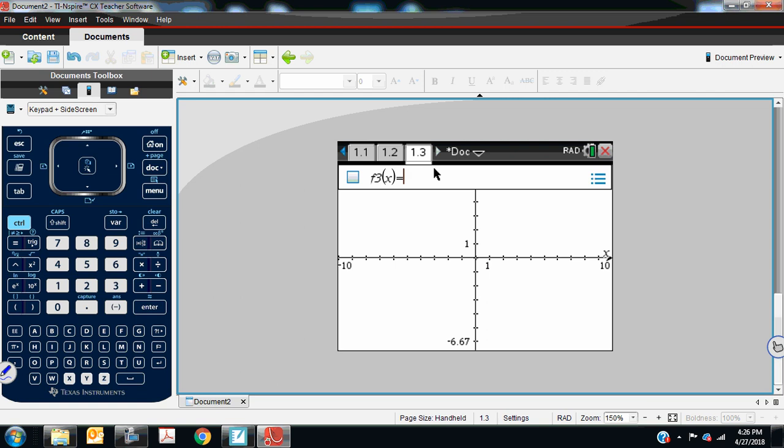And before I do anything, I need to make sure the graphing angle is in radians. Now, the calculator's mode is radians, but graphing angles are special. So we need to double check that the graph angle is also set to radians.